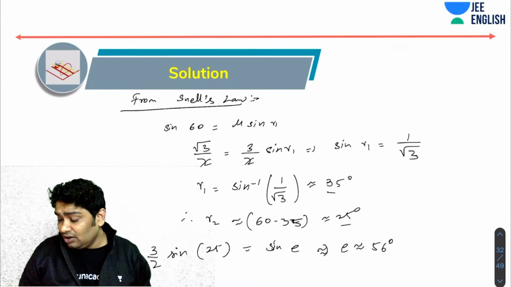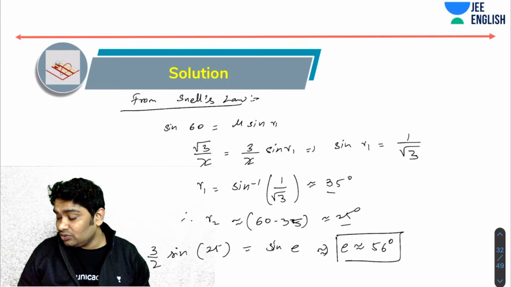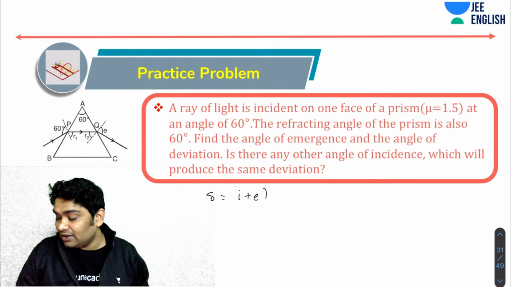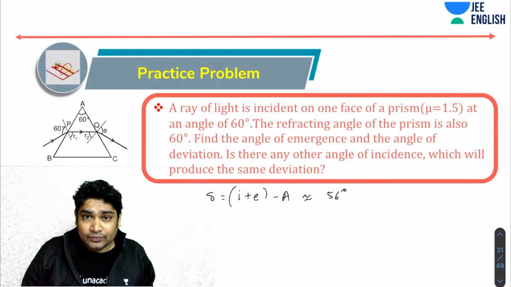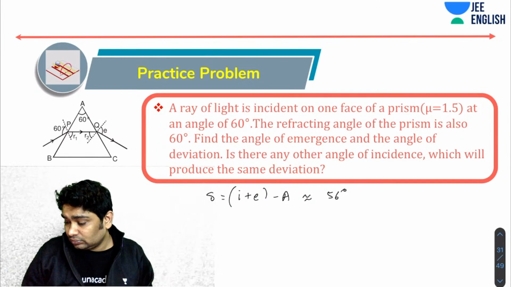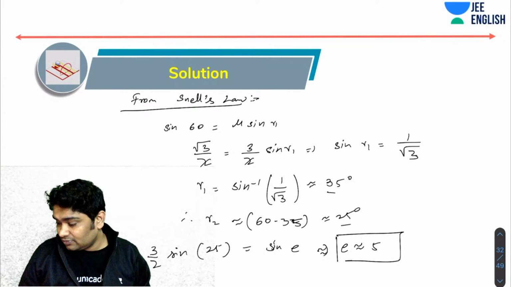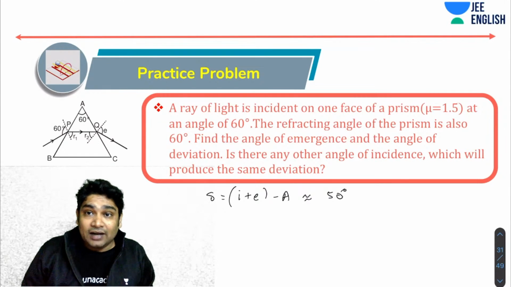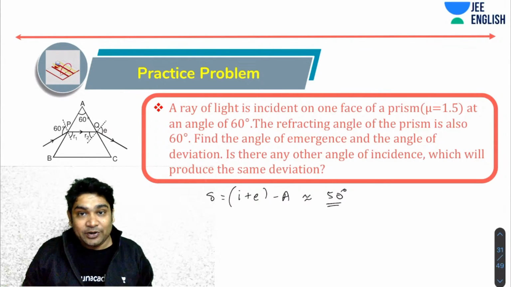Now you know the angle of deviation also. Once you know this, you also know delta. So delta, as you know, is I plus E minus A. So this would have been equal to I plus the angle of emergence, which is 56 degrees, minus 60, giving 50 degrees. Now, is there any other angle of incidence for which the same deviation is produced? Yes, there is. If I equals 56 degrees, then you will get the same deviation.